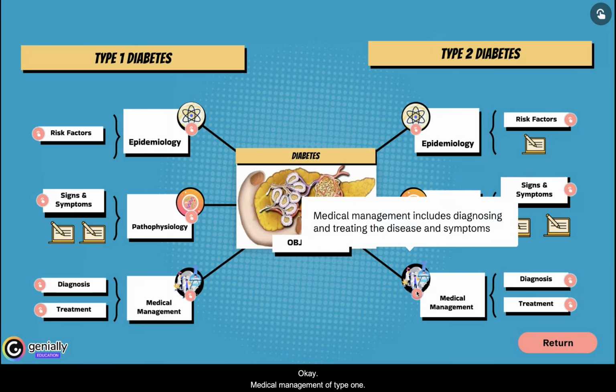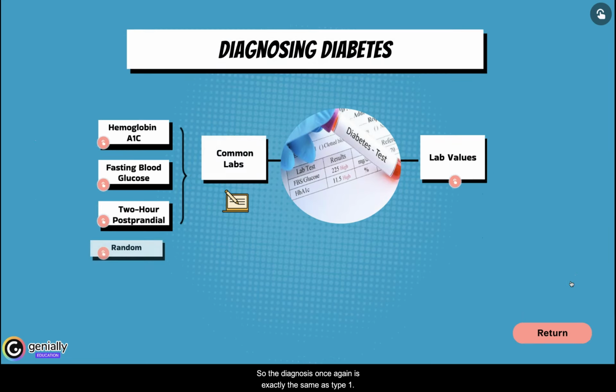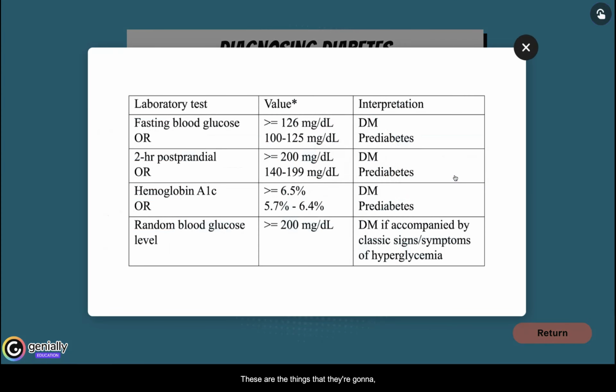Okay, medical management of type 2. Same thing as type 1. First it gets diagnosed, then it gets treated, and we treat the disease and the symptoms. So the diagnosis, once again, is exactly the same as type 1. We check the HbA1c, and it has to be what is the number that we talked about, right? Let's look over here. These are the things that they're going to check.